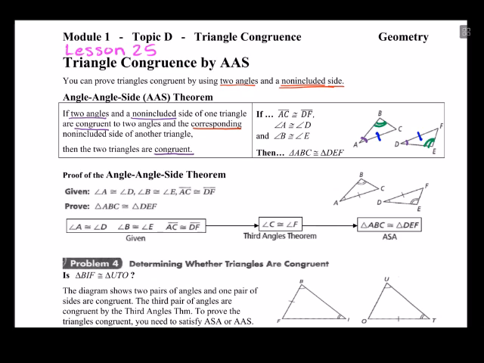This is important because the non-included side can be in two different places. It could have been over here on side BC, which would have been next to the green angle and opposite the purple angle, and we would have had to then have it on EF, again, next to the green angle and opposite the purple angle. So watch out for this.